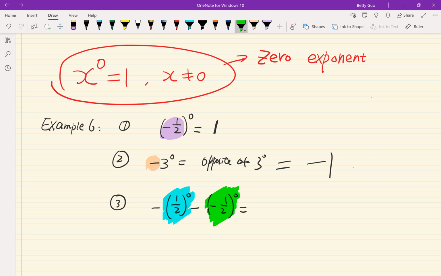So we have negative 1 minus 1. What's the value? Negative 1 minus 1. What's the value? Sorry, what's the negative 1 minus 1? The blue is a 1, the green is 1, right? So the expression is a negative blue minus green. What is the negative 1 minus 1?